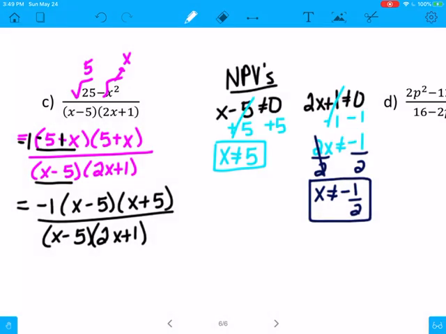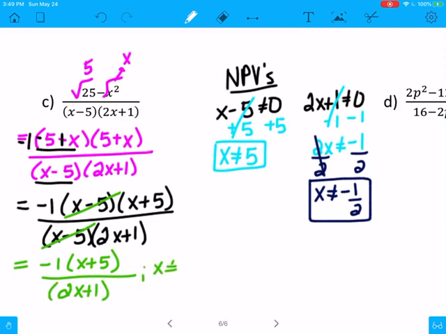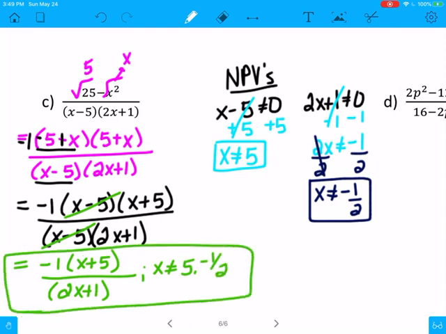And then I go back once I state my NPVs and I say x minus 5's are the same, so they cancel. Nothing else can cancel because they're not the same. So I get negative 1, x plus 5. Wow, I'm doing a rainbow of color on this question. Over 2x plus 1. And then x cannot equal 5, negative a half. One more left.